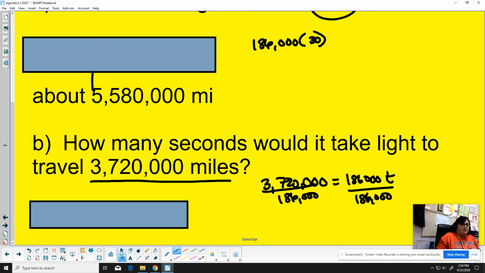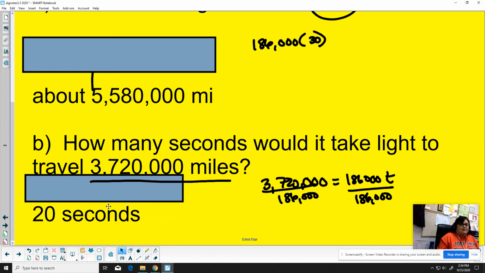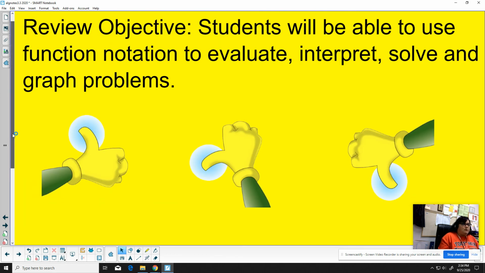So these are just plug and check. They're very similar to this first one. It just has content or context. So this is 20 seconds. T is 20 seconds. So I hope you're doing okay on functions.